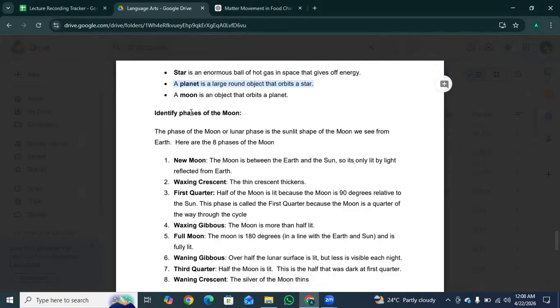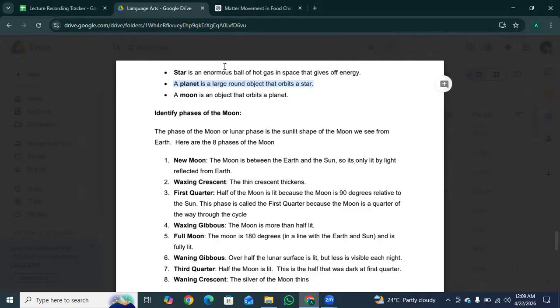So the next one is identify phases of the moon. The phases of the moon, or lunar phase, is the shape of the moon we see from Earth. Here are the 8 phases. You can say that the phase of the moon is just how much of the moon's lit side we can see from Earth as it moves around us.